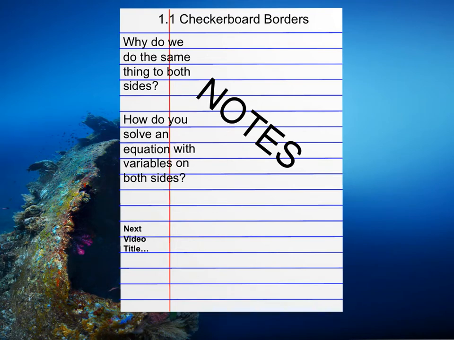How do you solve an equation with variables on both sides? I'm going to complete 3 examples for you on how you solve an equation with variables on both sides. After you've watched this video, then your next video is going to be "What are the ways to remember slope," and that title would go here along with your notes.